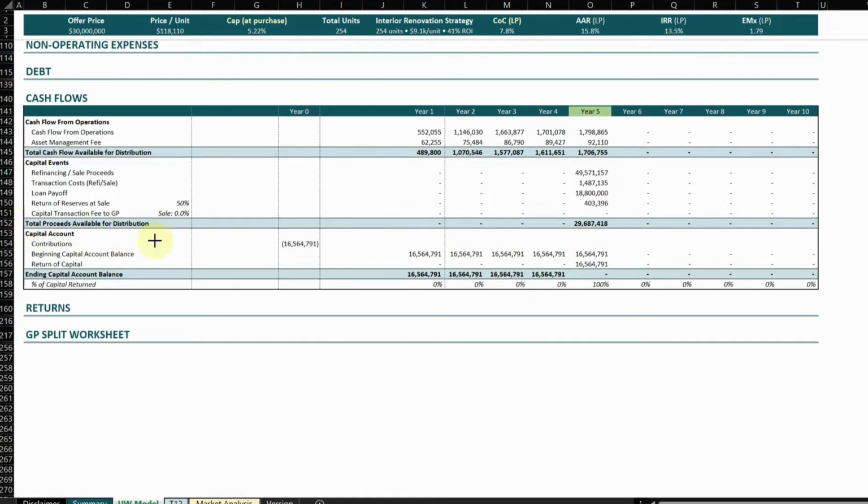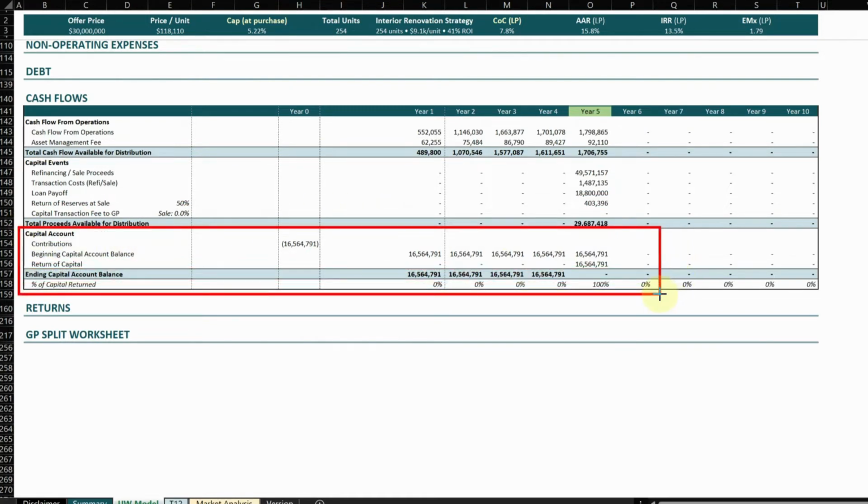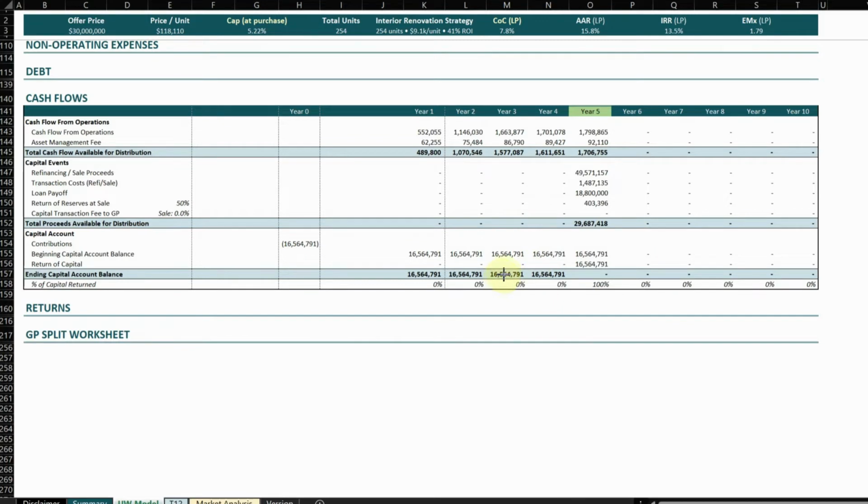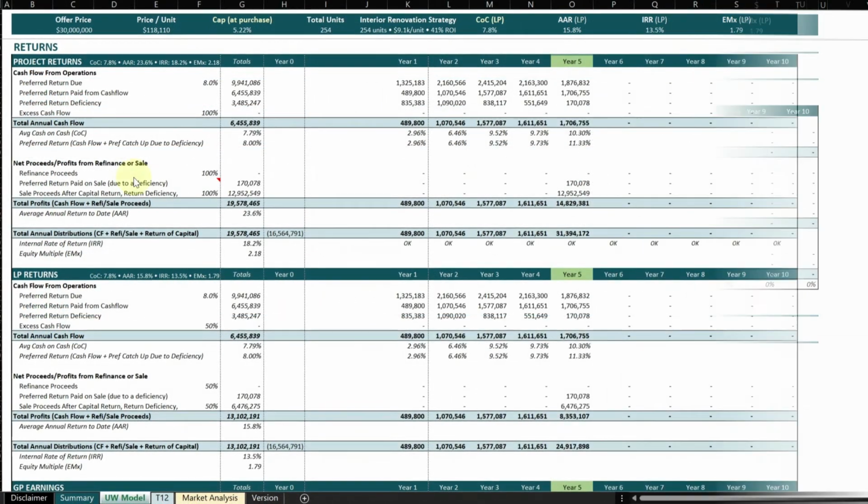And then these are the changes to the capital account. So when we have a refinance, you're going to see that there's a return of capital that happens, and then a certain percentage of capital returned. And that's pretty much it. It's just one place to go to see all the cash flows of the property, either from operations or capital events.